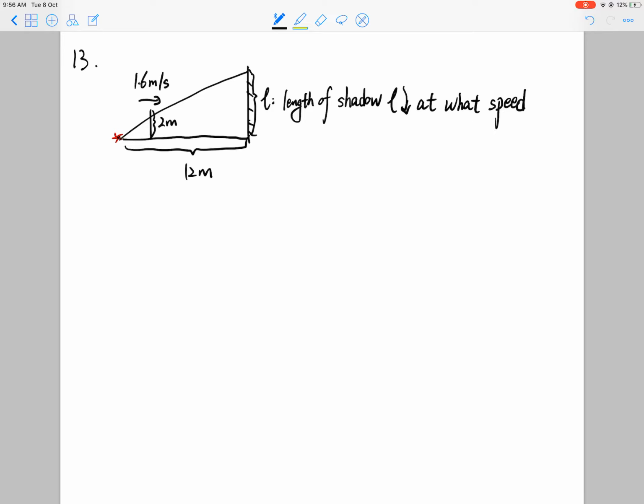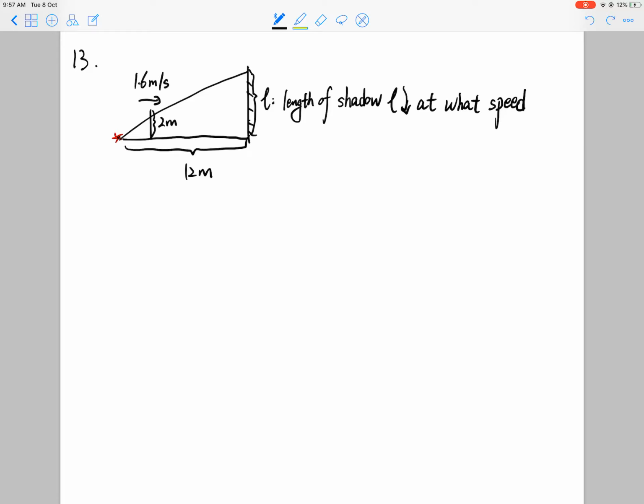So we know the speed of this guy. Then what's the speed of this shadow decreasing? Okay, at the moment when he is 4 meters from the building. So in general, let's just talk about the speed of these shadows decreasing. Again, you have to figure out the relation between L and this guy, right?